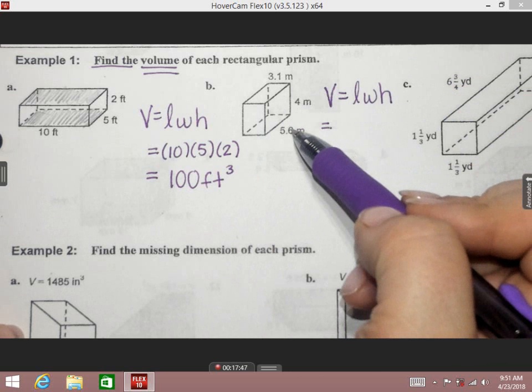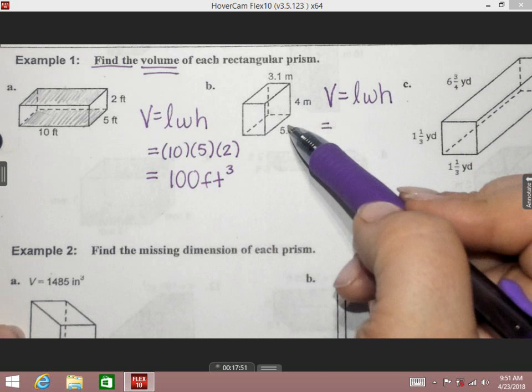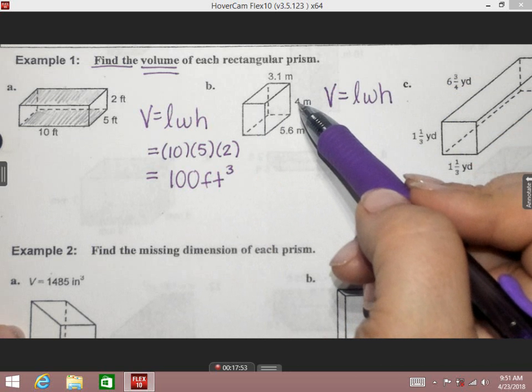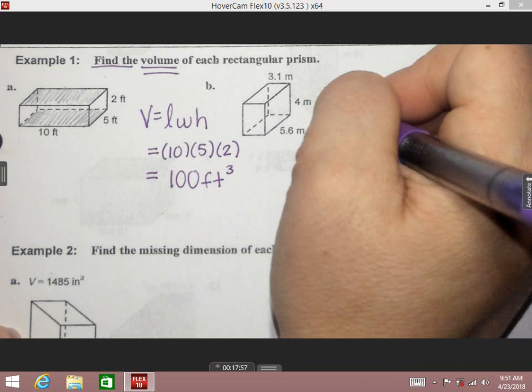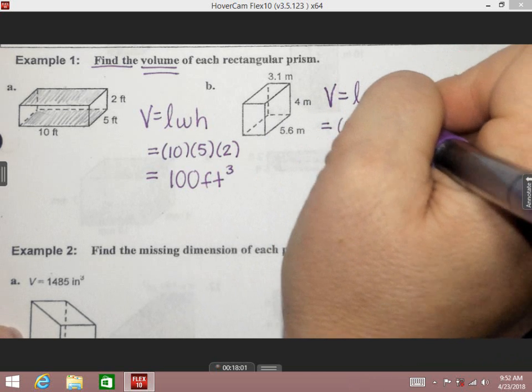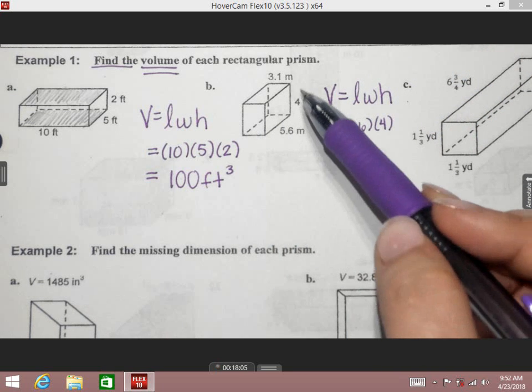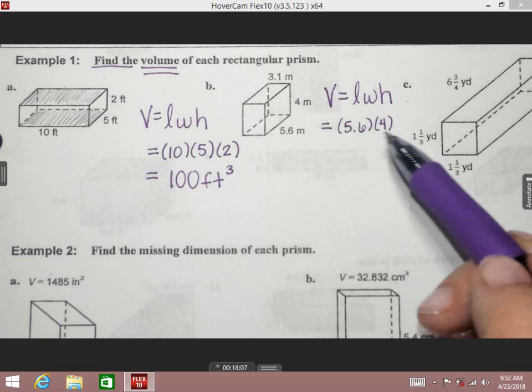A lot of the other classes, they said 5.6 and 4. All right, can we do 5.6 and 4 as my length and width? Yes. Let's see how that works. So let's do 5.6 times 4. Okay, now the problem is I need to know my height. And when you automatically look at this, it's tempting to put 4 as your height, but I've already used 4.